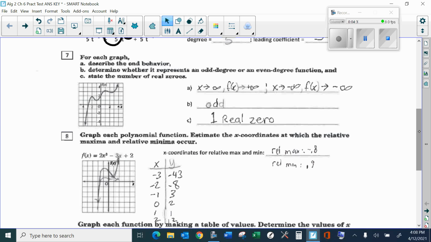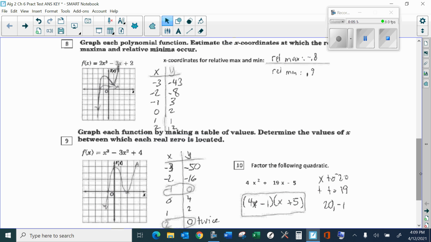Describe the end behavior. As x goes to positive infinity, y goes to positive infinity. As x goes to negative infinity, y is going to, remember another way of saying y is f of x. That's the same thing as y. Y is going to negative infinity. Does it represent odd or even? Odd is when one goes to positive infinity and one goes to negative infinity, then you know it's odd. If they both went to positive infinity or both went to negative infinity, then it's even. And how many real zeros? Real zeros are the ones that actually cross the x-axis, only crosses one time right there. So only one real zero.